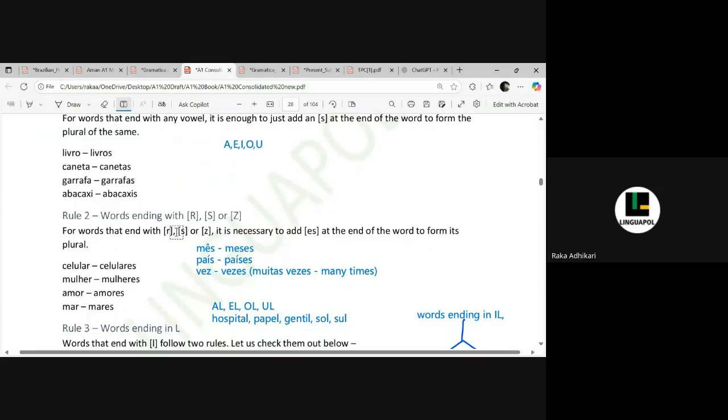Then we came across words ending with r, s, or z. For all these endings, we add an es at the end. Remember that we are not removing any letter from anywhere. We are just adding es to make the plural. So cellular becomes cellularish, mesh becomes mesish, veg becomes vesish.